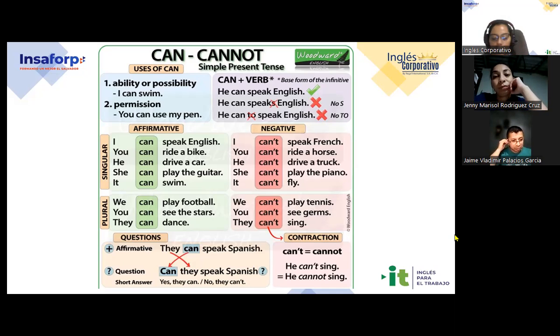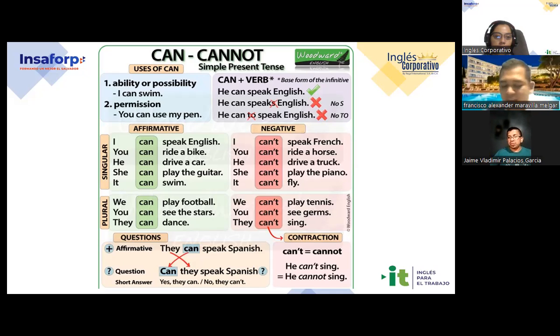And let's see. Francisco Alexander, go ahead. Okay, teacher. I can work. You can eat rice. He can play the videojuegos. She can clean the room. It can room. We can watch the TV. You can read the book. They can drive to school. Excellent. Good example, Francisco. Thank you.